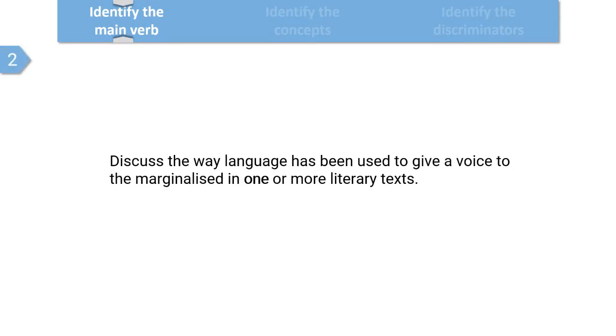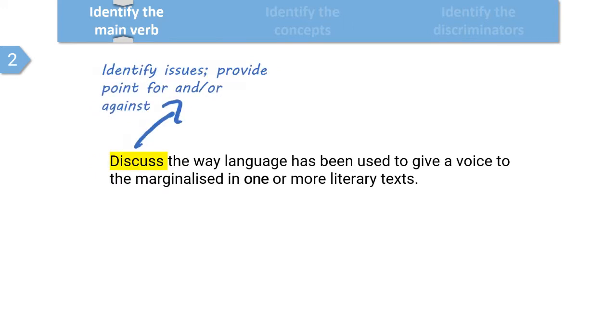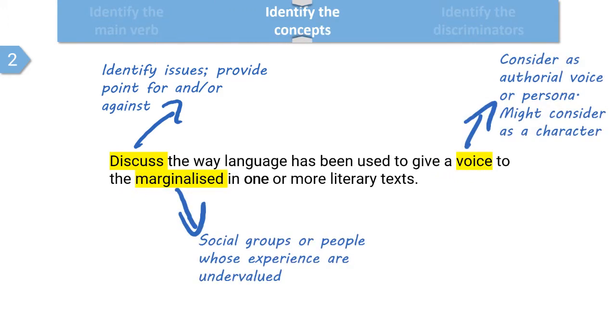So here's another question where we can go through the same exercise, identifying the verb. We're going to be discussing the way language has been used to give a voice to the marginalized in one or more literary texts. So if we're discussing, we're identifying issues, providing a point for and or against. That's from that glossary of definitions of these words. The key concepts here are interesting.